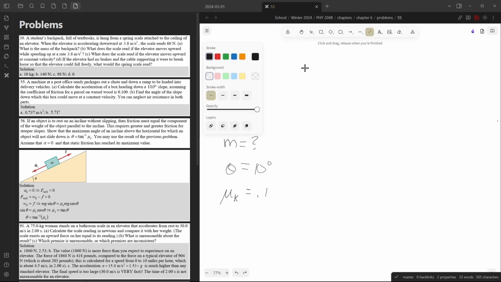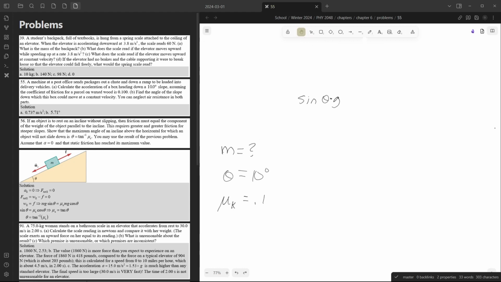Another thing to look out for: if there's no mass involved, then we actually don't even want to deal with forces. It's just going to be with accelerations. You can either cancel out the mass when you have the forces, or you can skip that part and just use the accelerations, which is what I'm going to do. So the acceleration for downhill would be sine theta times the gravitational acceleration. So this is the downhill acceleration.